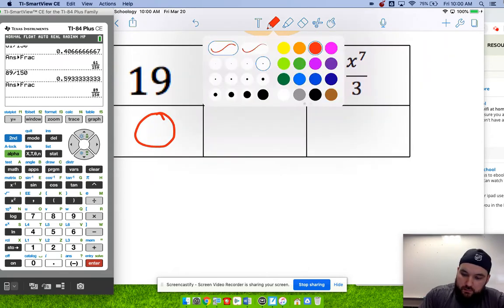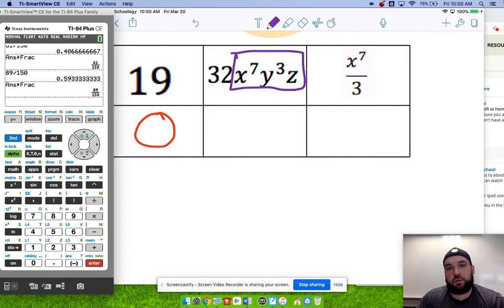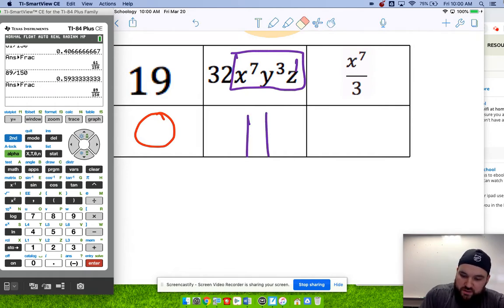Okay. My next monomial has 3 variables in it, x, y, and z. And their powers are 7, 3, and then there isn't a power on z. So if there isn't an exponent, I don't want to think of that as 0. I do want to think of that as z to the first. So 7 plus 3 is 10, plus 1 is 11. So that term is degree 11.